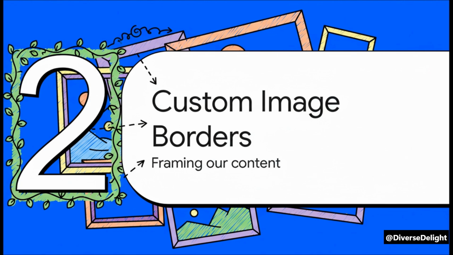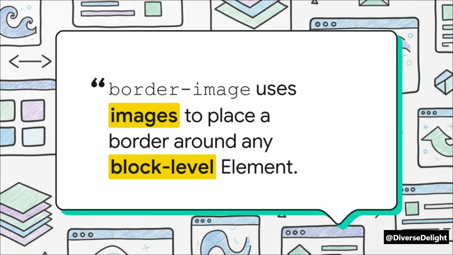All right, let's take borders to a whole new level. I mean, a simple one-color line is fine, but what if we could use an entire image to frame our content? Well, the border-image property does exactly what it sounds like. It lets you use an image as a border. And this is so cool for creating themed designs. You could have rustic wood frames for a nature blog, or maybe sleek metallic borders for a tech website.